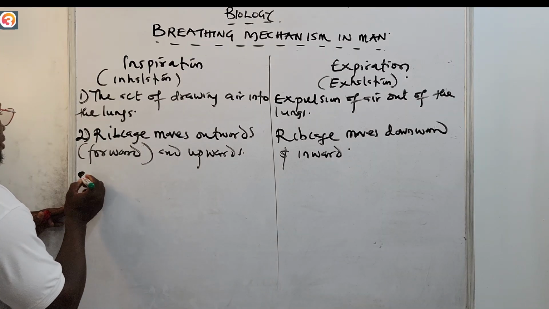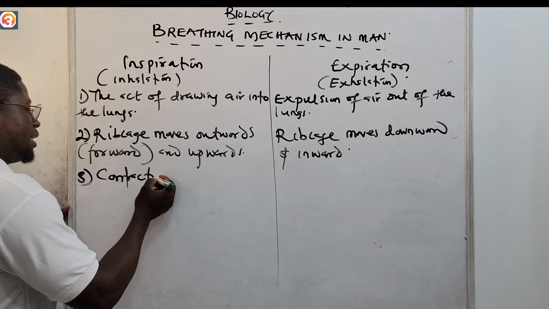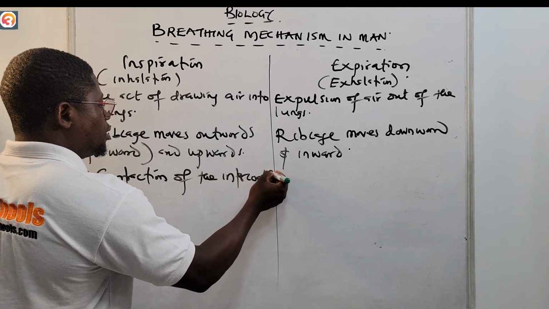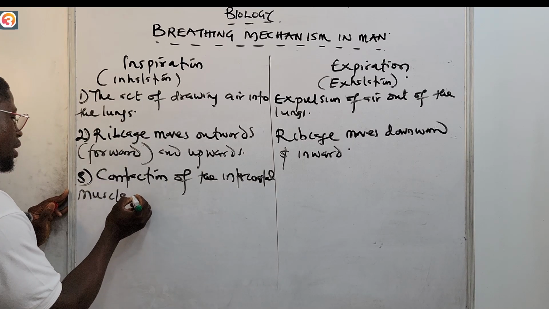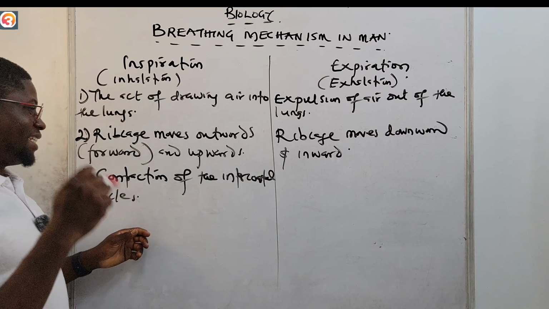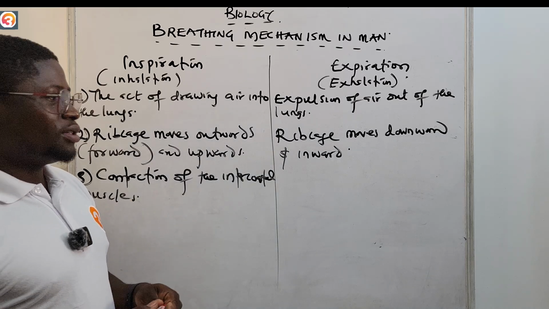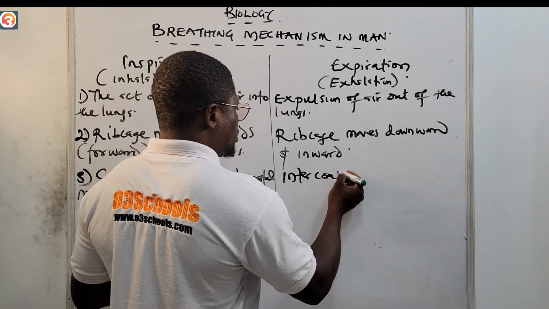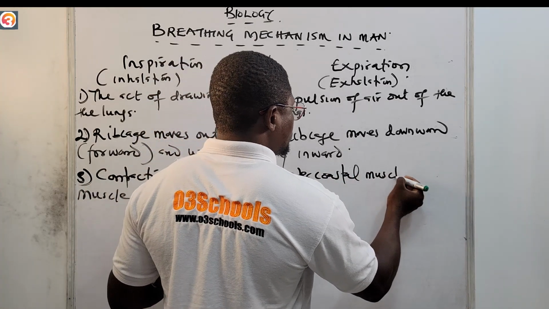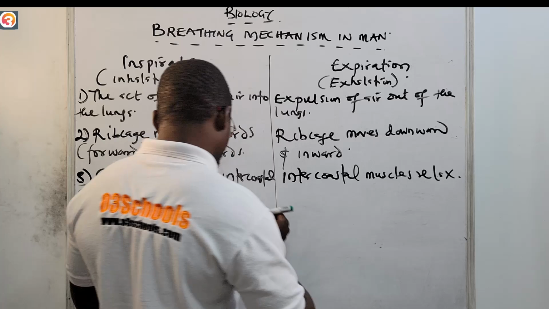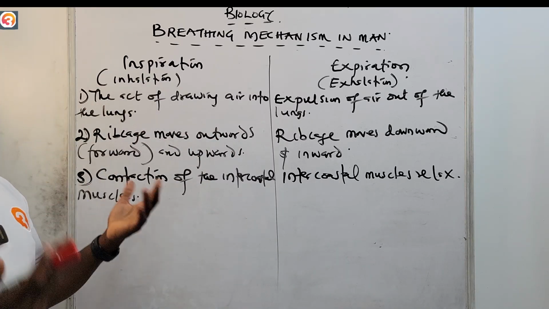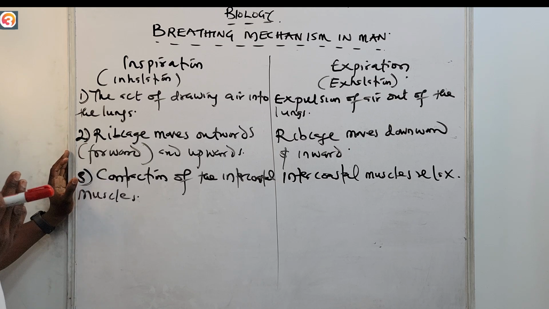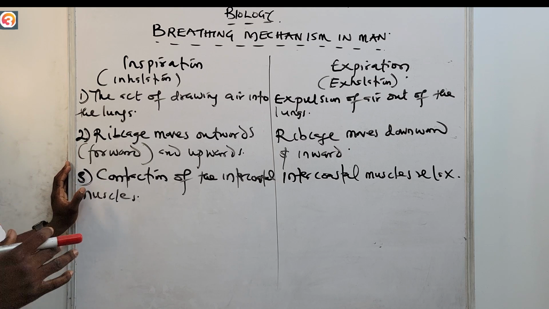Now let us look at contraction of the intercostal muscles. For inspiration, the intercostal muscles contract. While for expiration, the intercostal muscles relax. For expiration, when we are breathing out, intercostal muscles relax. But when we are taking in air, intercostal muscles contract.